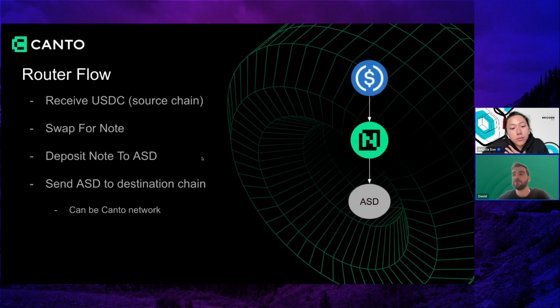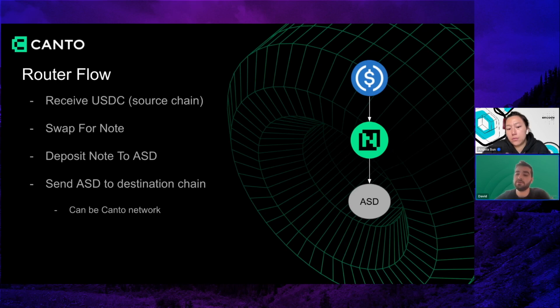So the core functionality of this router is basically to do one thing. It receives stablecoins like USDC. It'll swap it for Note on Canto. It'll deposit that Note to ASD, which will then mint these ASD tokens. And then it'll send these tokens to the destination chain, probably where the protocol actually lives. And this can also just be the Canto network itself. So what this means is that if you have tokens on any chain and there's a protocol with these ASD tokens on Canto, you can actually send stablecoins from any of these chains and still get that ASD on Canto. So you don't even really need to have Note ever to do this.